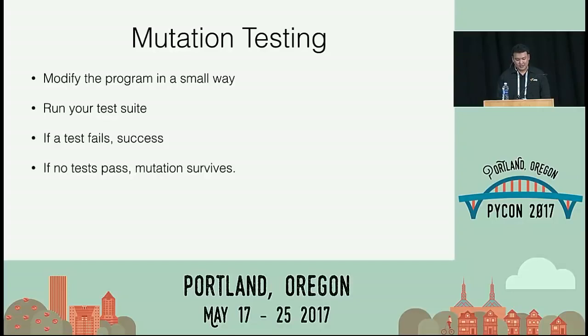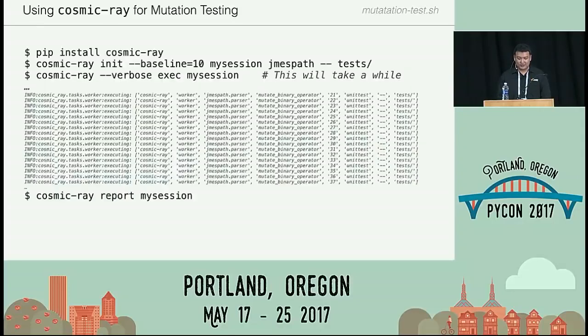And the library that I use for this is a library called Cosmic Ray. It's great, it's really simple. You pip install Cosmic Ray, and then there's really just 3 steps. So you start a session, and you give it some name, my session, and you tell it where your code is and what tests you have, and then you run Cosmic Ray exec with the name of your session. Now this will take a long time. It really depends on your test suite, a couple of hours to days.